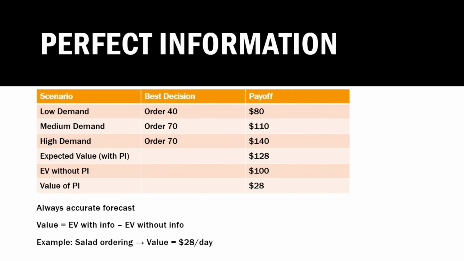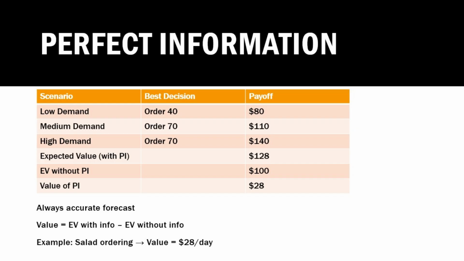Now let us talk about the value of information. Perfect information tells us the future with certainty. Its value is calculated as expected value with information minus expected value without information. In the salad example, perfect information adds $28 a day. That means $28 is the maximum the business should pay for such information.